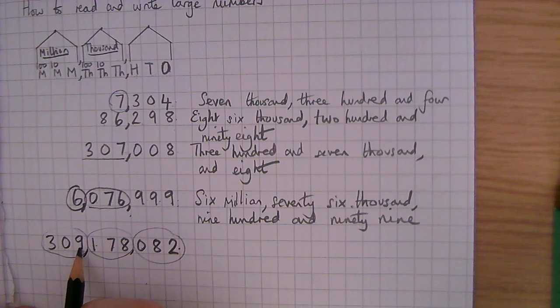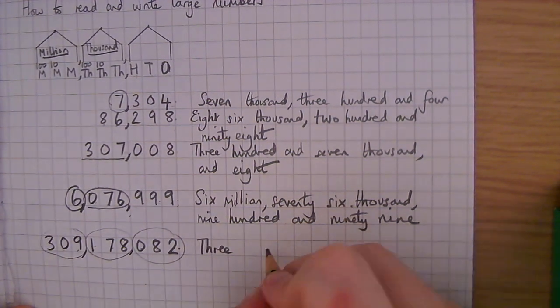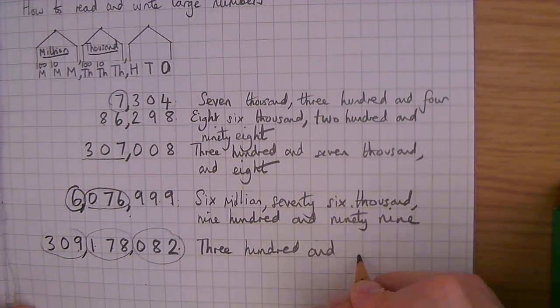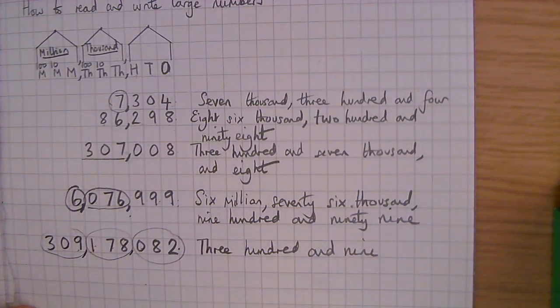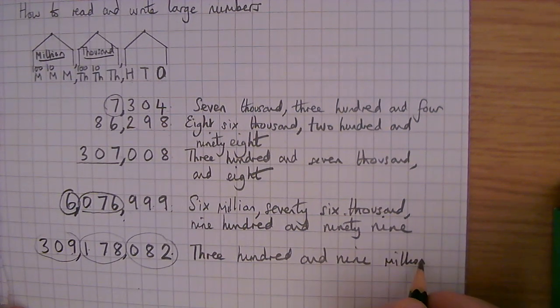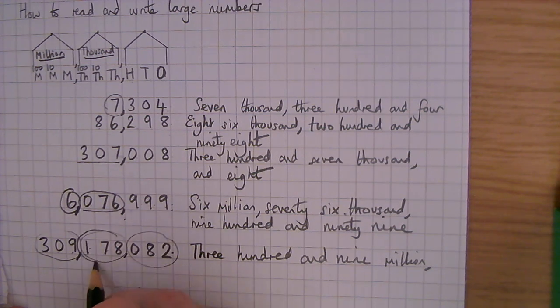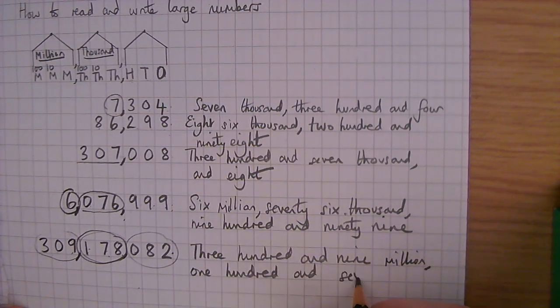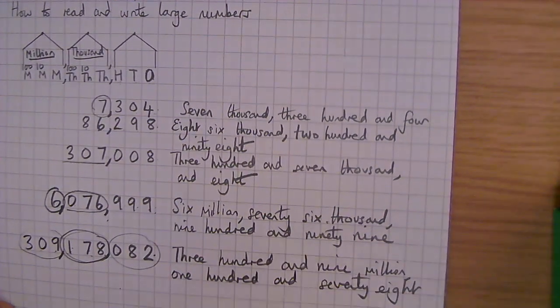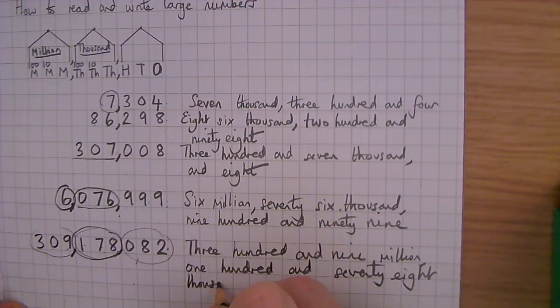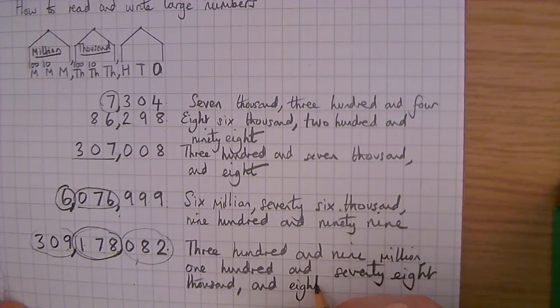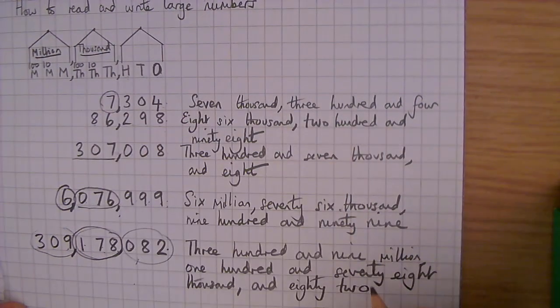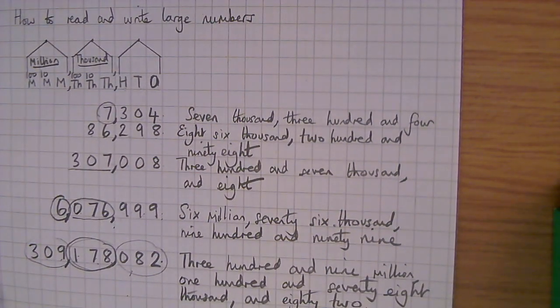So we've got 309. And then we write the name of the family or the house. Sometimes we call it a family, but we're going to call it a house. 309 million. Comma there. Then we say this on its own. 178. Now, the name of the house, thousand. Comma. And 82. There's no house name, just say 82 at the end. And that is how to read and write large numbers.